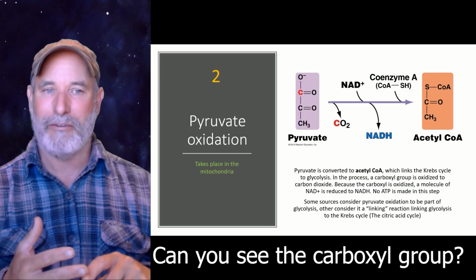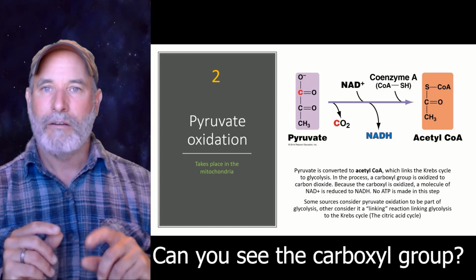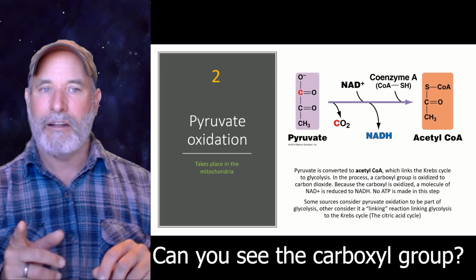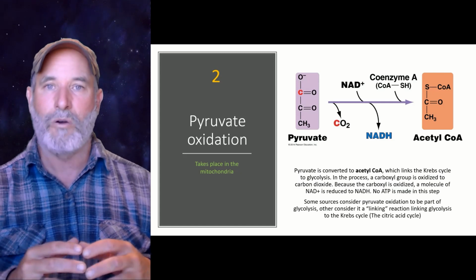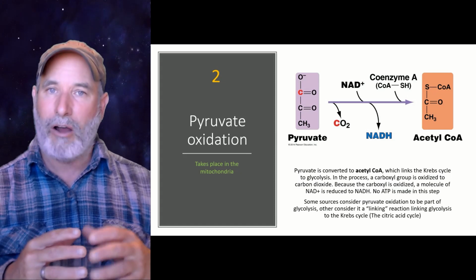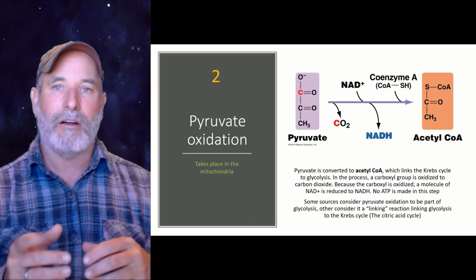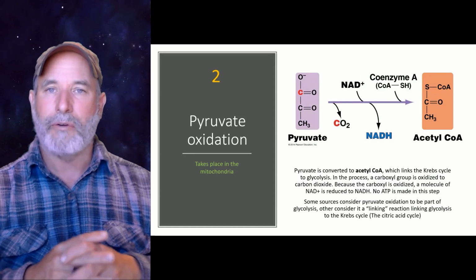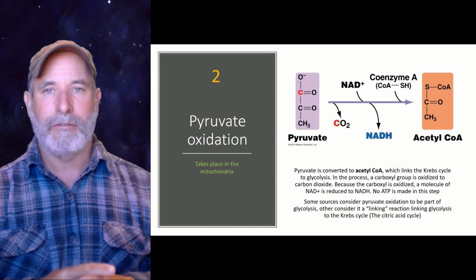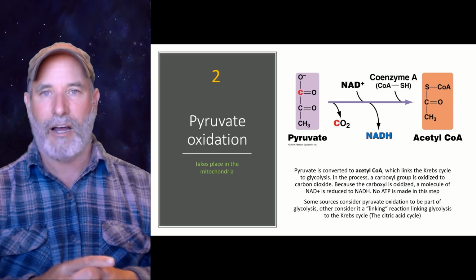Look at the top of that pyruvate. See? The double bond to an oxygen and an O minus. Decarboxylation, that's a carboxyl group. D means without, right? So if we have pyruvate decarboxylation, that carboxyl group is going to come off and form carbon dioxide. So each pyruvate is going to lose a carbon dioxide molecule.